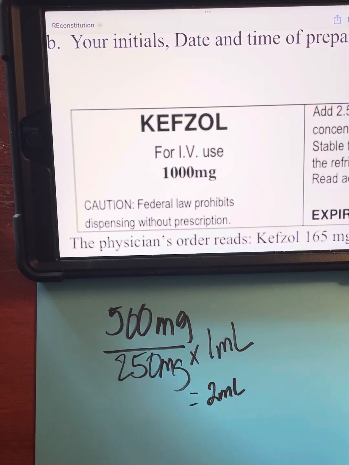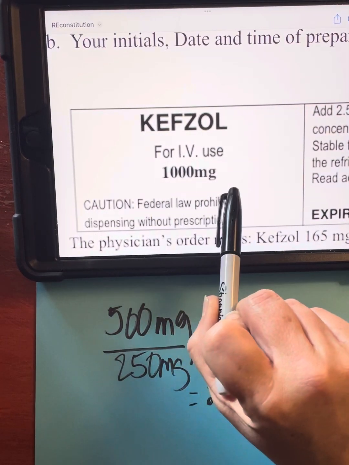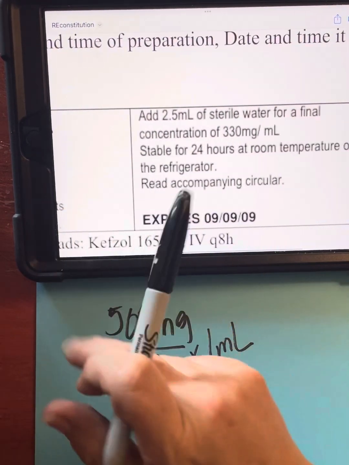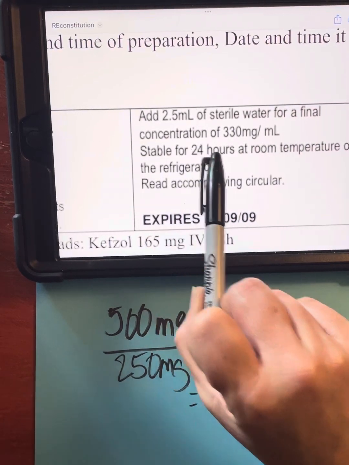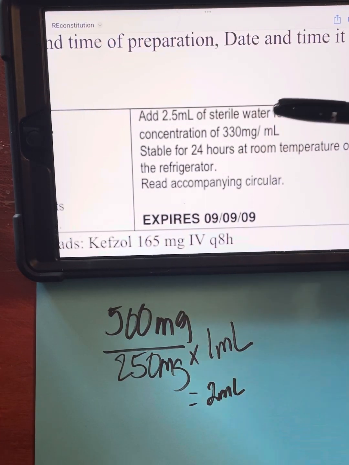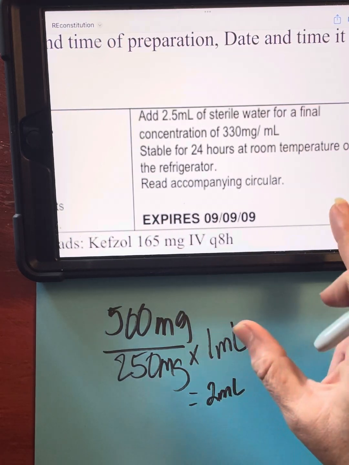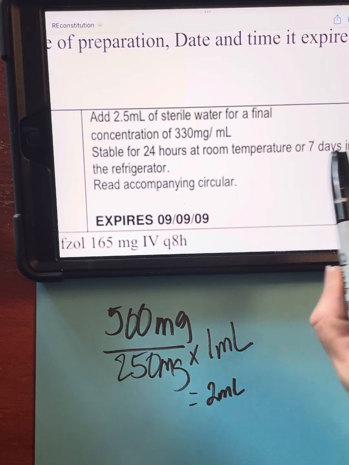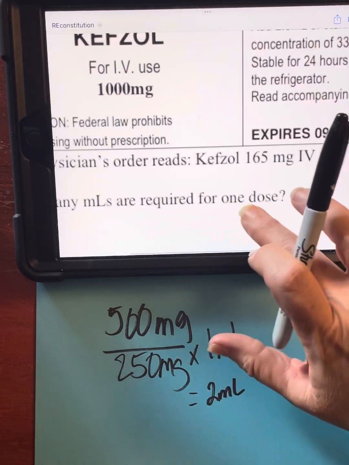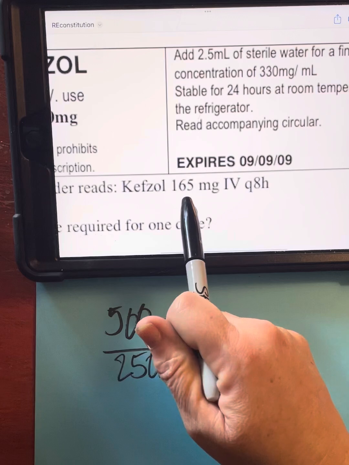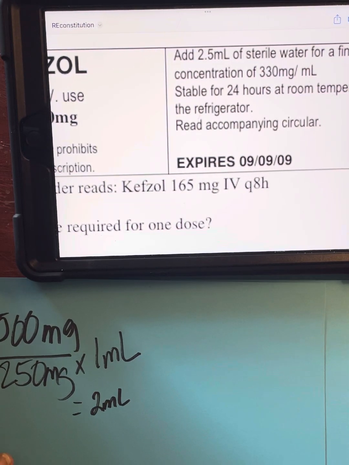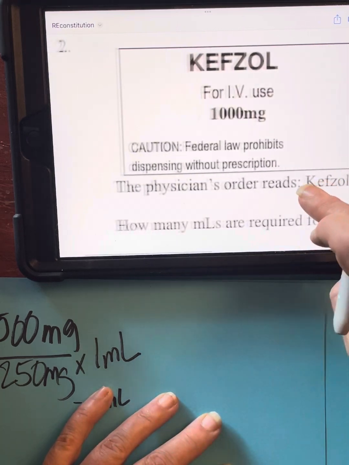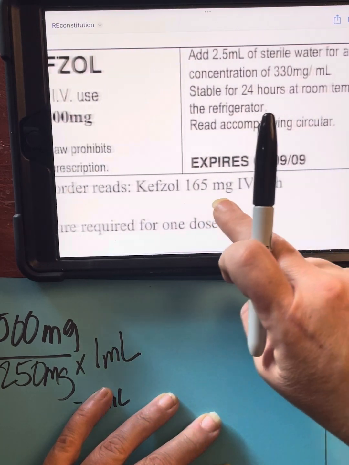Okay, Kefzol, that's IV, 1,000 milligrams in this whole bottle. And we're supposed to add 2.5 milliliters of sterile water for a final concentration of, there's my per, 330 milligrams per milliliter. It's stable for 24 hours at room temperature or for 7 days in the refrigerator. So if the physician ordered 165 milligrams IV Q8, how many milliliters are required for one dose?